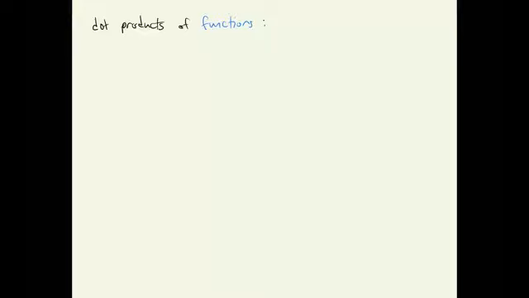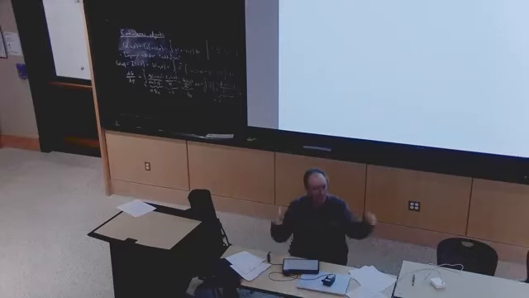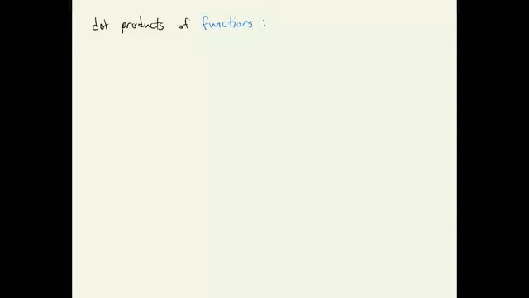So dot products of functions. If you take a dot product of two column vectors, there are many dot products, but the standard one, the Euclidean one, is you just multiply the components and add them up. So if you think of two functions, u of x and v of x, on x in 0 to 1, then the obvious dot product, the Euclidean inner product, should be to multiply the components and add them up.